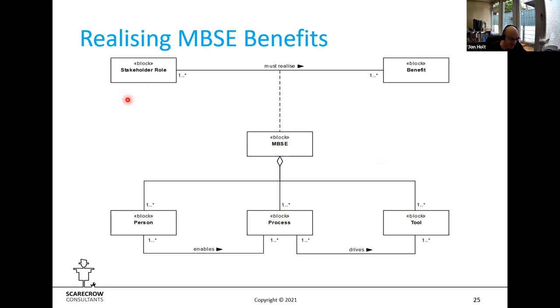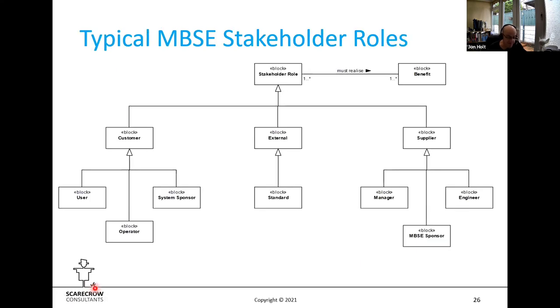I've just switched this part off and I'm going to focus on the stakeholder roles. So we've taken the classic ISO split of having customer, external, and supplier roles. On the supplier side, according to ISO, they're the ones that allow us to realize the system successfully in the first place. So they're the stakeholder roles that are involved with the development, the deployment and the support and ultimate retirement of our system. And typically these will be things like managers and engineers.